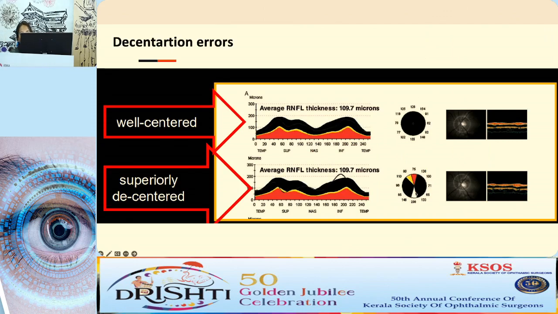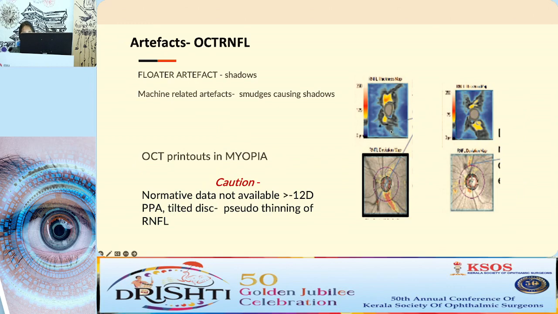Another artifact is decentration of the calculation circle. We can see the calculation circle is decentered here. When corrected, the RNFL thickness comes out normal. Other artifacts are floater artifacts and machine-related artifacts like smudges.